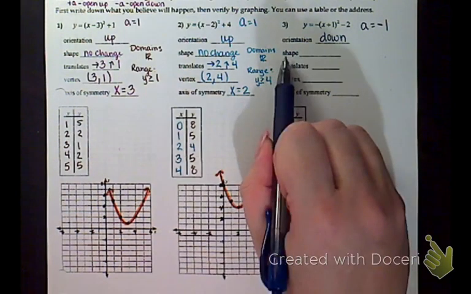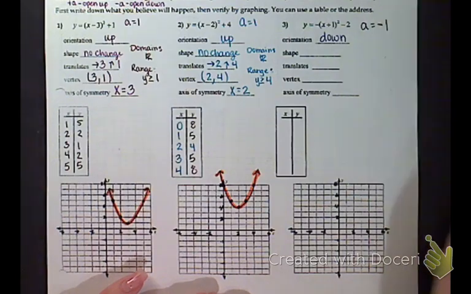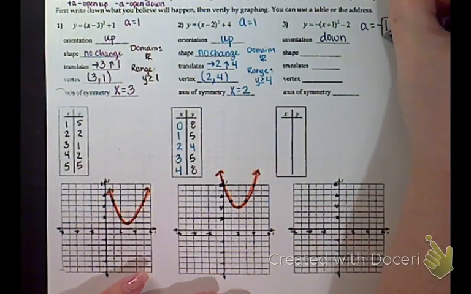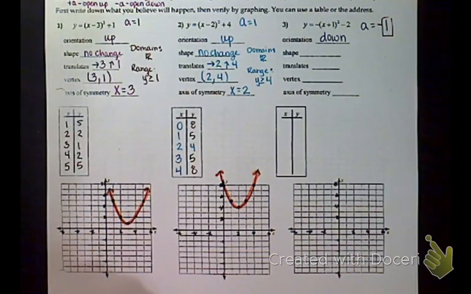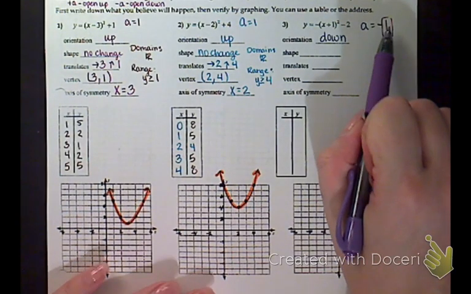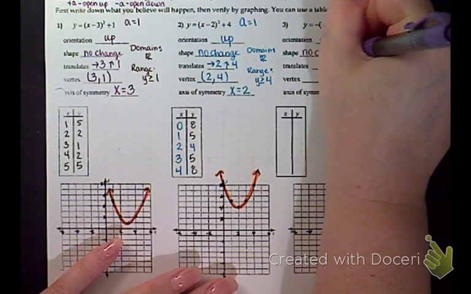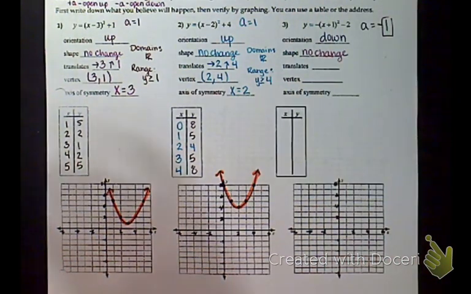Okay, now the shape. When I'm talking about shape, I only look at the value of A, basically the absolute value. Okay, absolute value is your distance away from something, and that's always positive, right? Because distance can't be negative. So I'm just looking at 1. So since it's a 1, I'm going to have no change to the shape of my graph. Okay, so don't look at positive or negative when we're looking at shape.